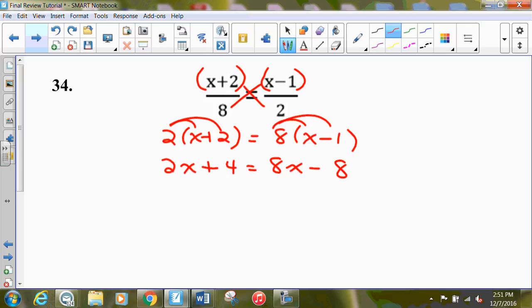Then I'm going to combine like terms, but there aren't any like terms to combine. So I'm going to move on to gathering my x's together. I'm going to move the 8x over. So 2x minus 8x is negative 6x.